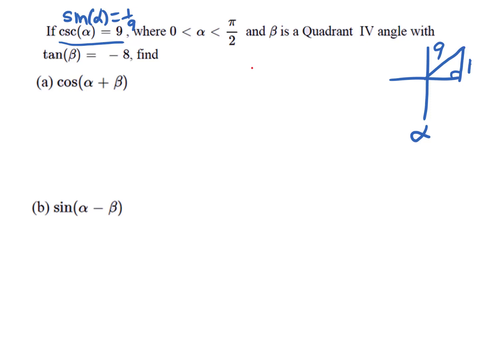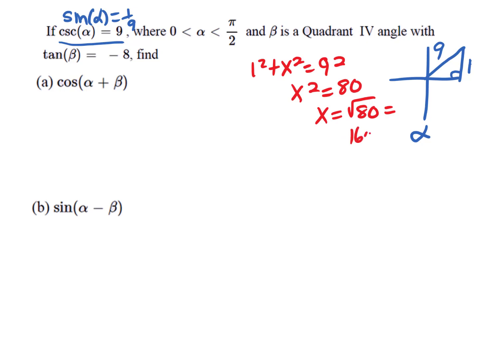So if we find the missing side, we have 1 squared plus x squared equal 9 squared. So x squared equals 81 minus 1, which is 80. So x would be the square root of 80. That will actually simplify because 80 happens to be 16 times 5. So square root the 16, that comes out in front as a 4, and the 5 is under. So this side we don't have is 4 square roots of 5, and it's positive because we're in quadrant 1.